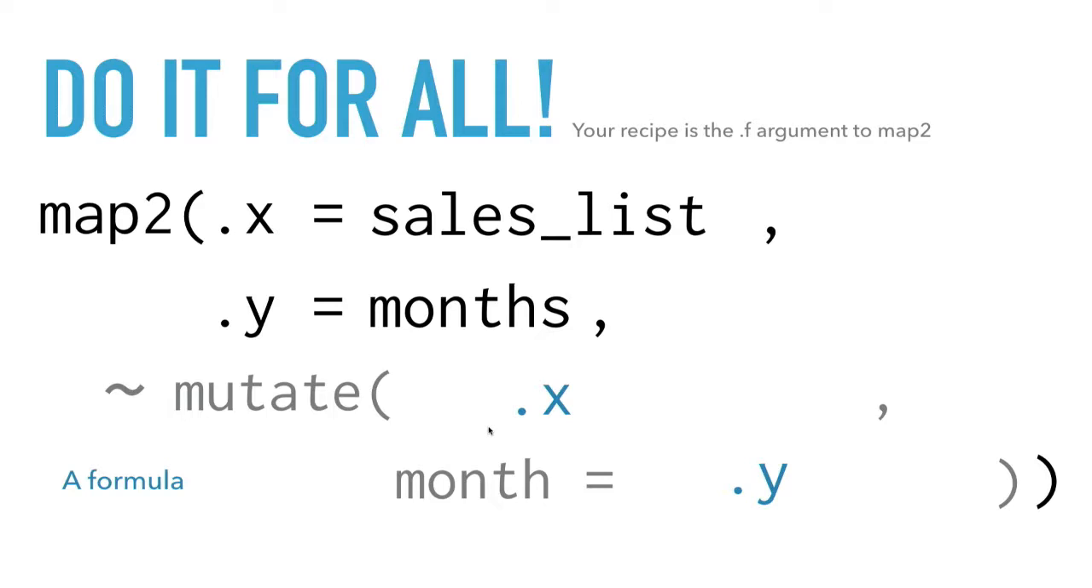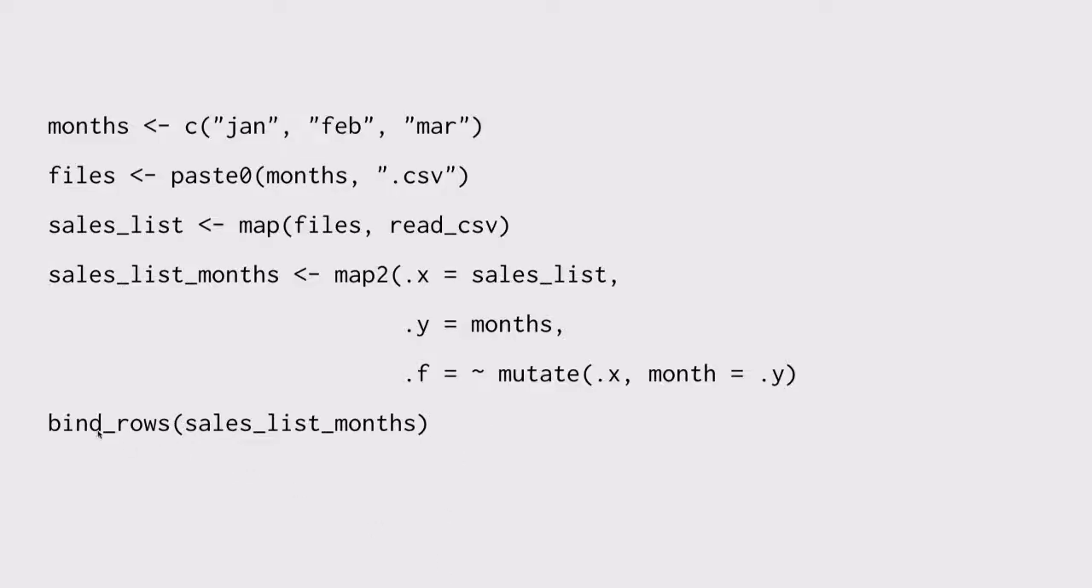All that's left to do is to stack them on top of each other into one object. You can do that with the bind_rows function. I believe that's in dplyr.